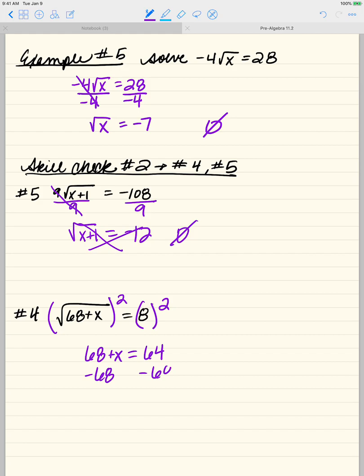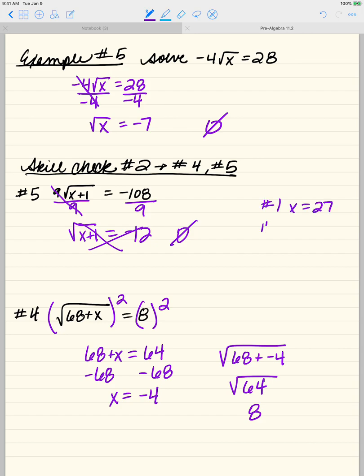Subtract 68 from both sides. x is equal to negative 4. Do a quick check of that. 68 plus negative 4 gives you the square root of 64, which is 8. We've done it correctly. If you want to challenge yourself on these, number 1, x is equal to 27.